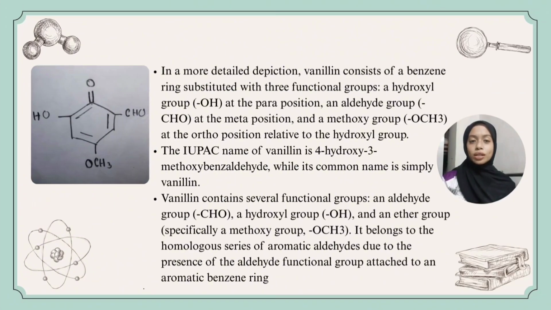In more detail, vanillin consists of a benzene ring substituted with three functional groups: a hydroxy group, -OH, at the para position, an aldehyde group, -CHO, and a methoxy group, -OCH3, at the ortho position relative to the hydroxy group. The IUPAC name of vanillin is 4-hydroxy-3-methoxybenzaldehyde, while its common name is simply vanillin.